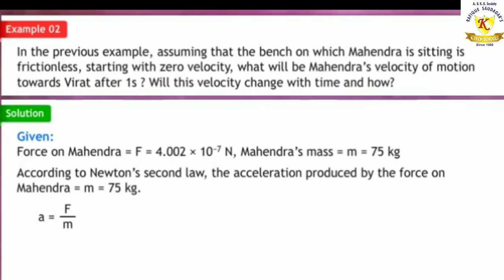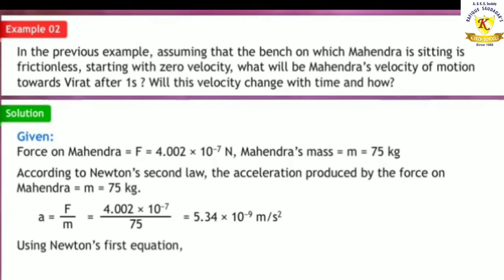So, A is equal to F upon m, that is 4.002 into 10 raised to minus 7 upon 75. After calculation, the answer is 5.34 into 10 raised to minus 9 meter per second square.